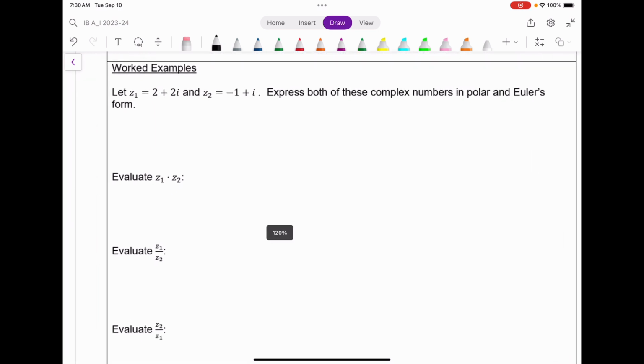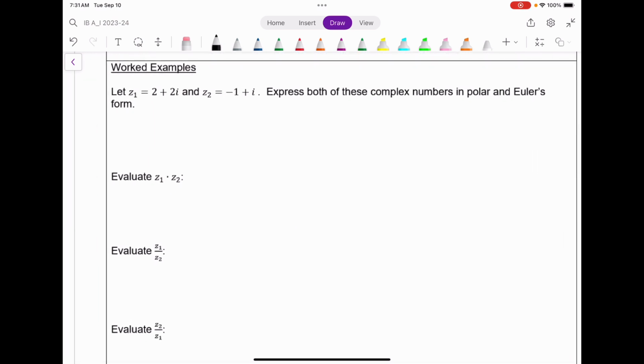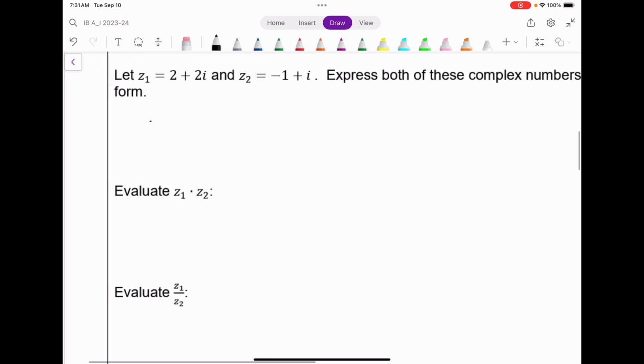I have two complex numbers in Cartesian form. And first, I want to write Z1 and Z2 in polar and Euler's form. How to do this generally involves, I would always recommend, making the Argand diagram first, and then you can visualize more easily what the argument will be and what the modulus or the absolute value would be. That's been discussed several times in previous lessons, so I'll just go straight to it here.